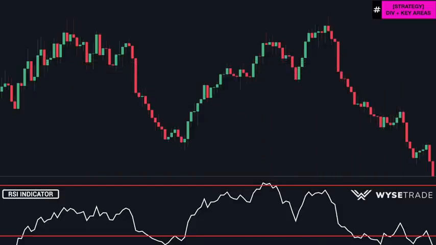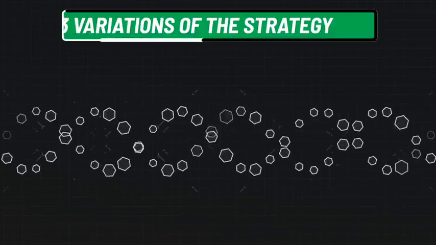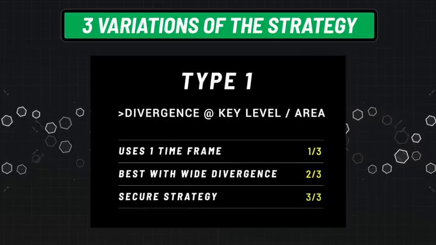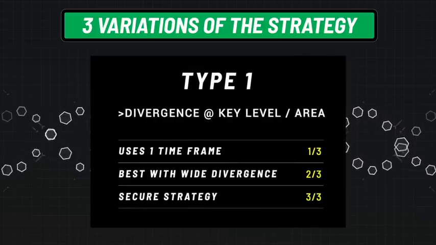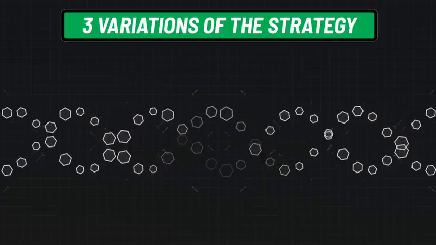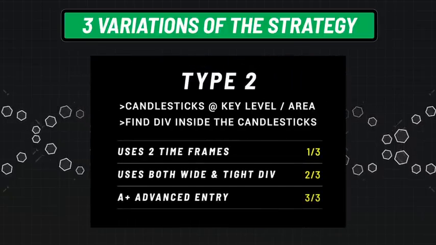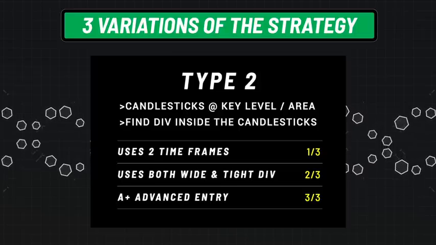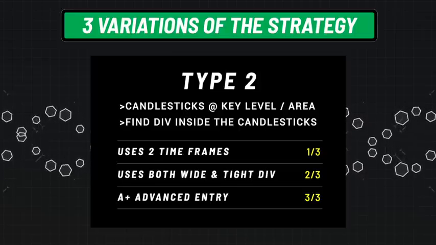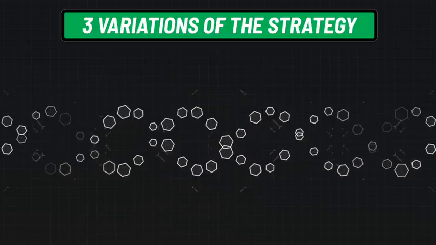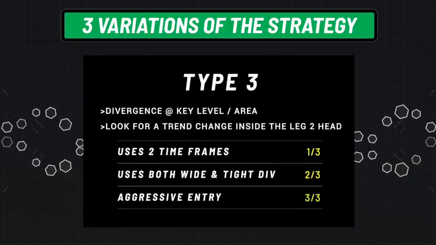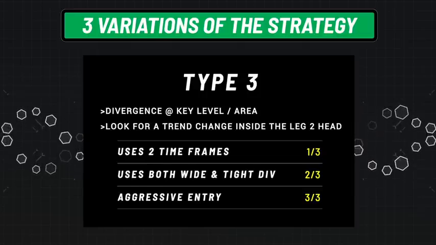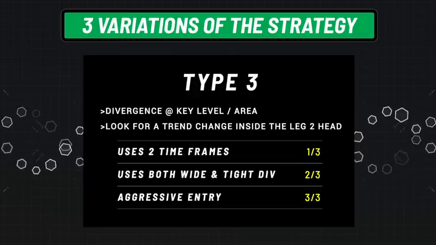Now, there are three variations to the divergence plus key area RSI strategy. Type 1 is divergence at a key level. This uses only one time frame. Type 2 is candlestick price action at a key level and divergence inside of those candlesticks on the lower time frame. This type uses two time frames. And type 3 is divergence at a key level and then looking for a trend change inside of the leg 2 area. This type uses two time frames as well.